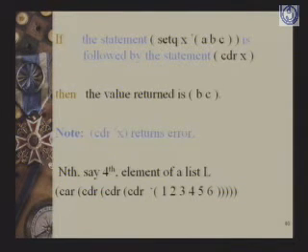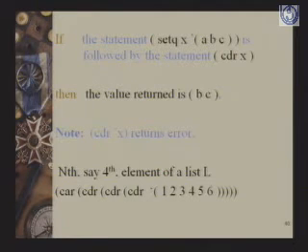Similarly, car requires as its argument a list and not a symbol. And in both of these cases, if the argument evaluates, I underline the word evaluates, if the evaluation leads to a symbol, then car and cdr will give the error.